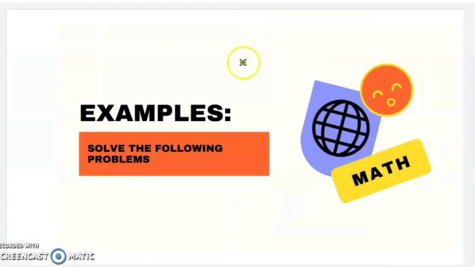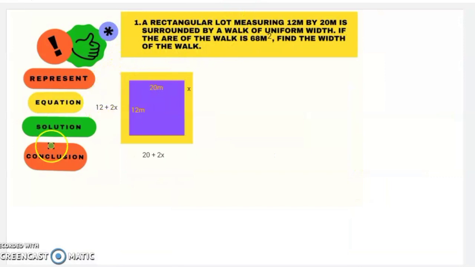So let's have some examples. So we are going to solve the following problems. So the first one is this. A rectangular lot measuring 12 meters by 20 meters is surrounded by a walk of uniform width. If the area of the walk is 68 square meters, find the width of the walk.